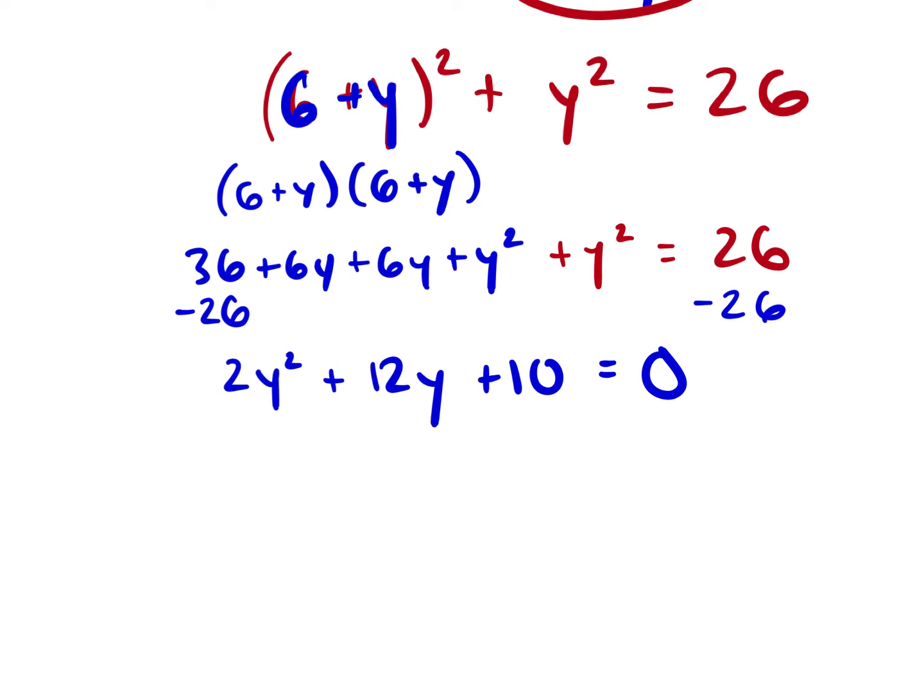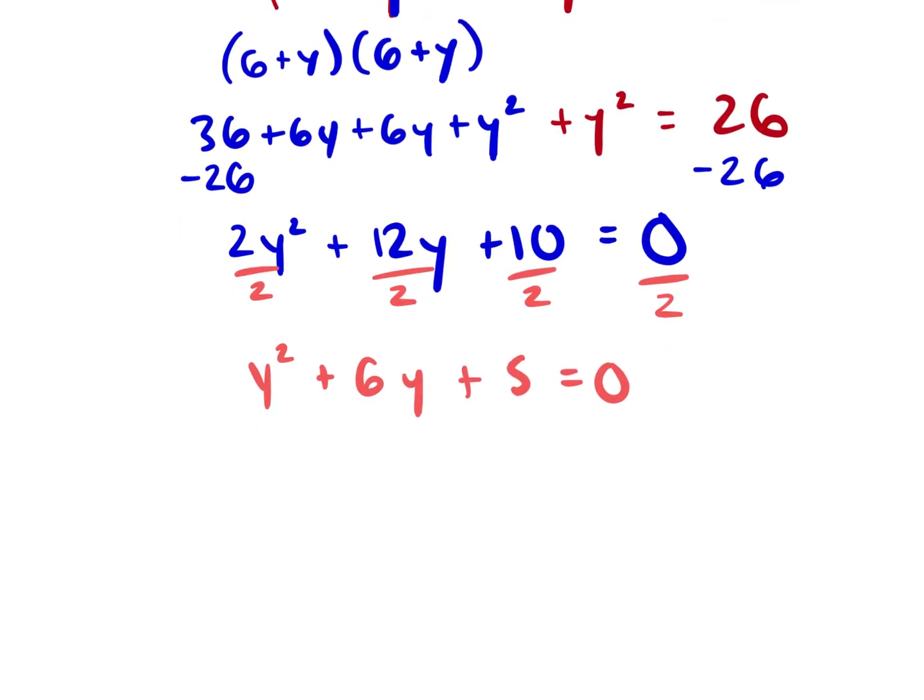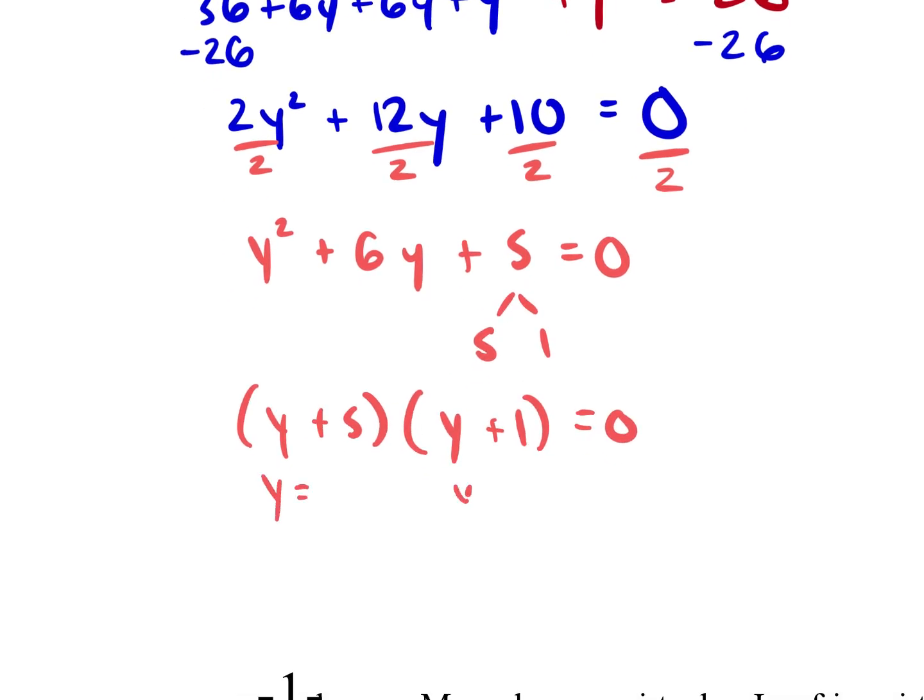What should I do next? I can factor. Instead of multiplying the first times last, which we definitely can do, I have a GCF that I could take out: 2. I'm going to divide everything by 2 just to make this easier for us to factor. So I have y squared plus 6y plus 5 is equal to 0. And now I can just factor it normally. What are 2 factors of 5 that add to 6? 5 and 1. So y plus 5 and y plus 1 is equal to 0. So what would y be equal to? -5 and -1.